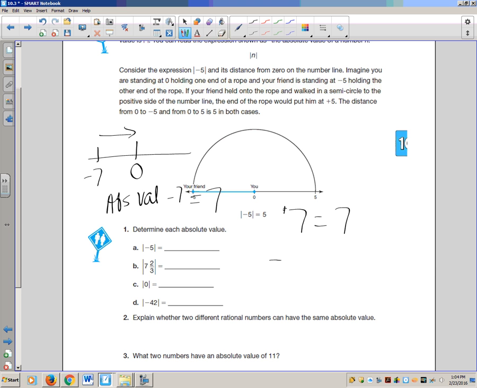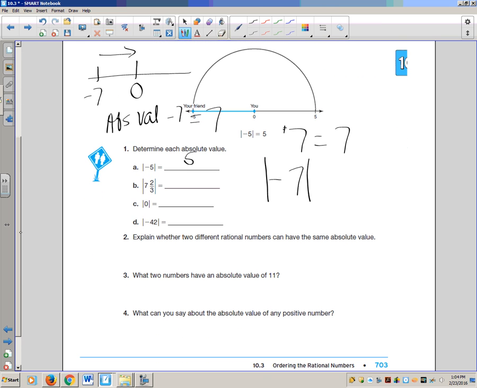So the way we're going to write this is a new symbol. You put two parallel lines, not parentheses, but parallel lines around the number. That's called absolute value. You'll get the hang of this pretty quick. The absolute value of -5 on 1A is 5 because it's 5 units from 0. The absolute value of 7 2/3 is 7 2/3. The absolute value of 0 is 0. The absolute value of -42 is 42.